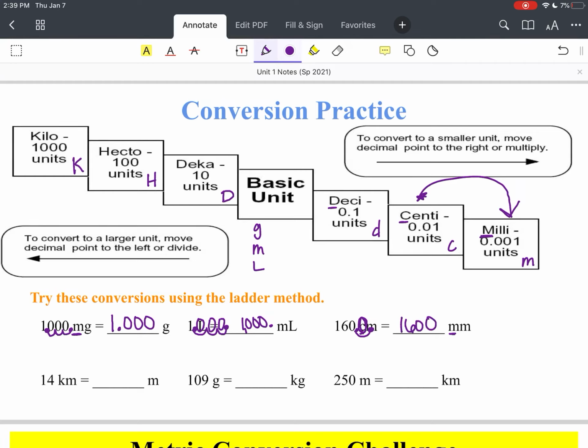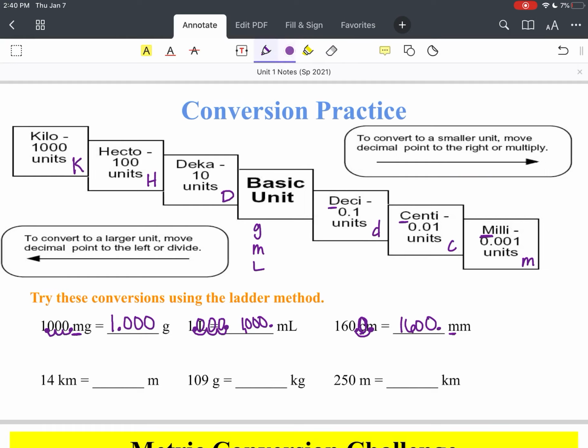Notice this decimal that was right here is no longer there, right? It's gone because it's moved to the end. You don't have to write the decimal at the end because remember, if it's at the end of the number, it can be invisible. It's just up to you. If it helps you to write it because that's how it looks, that's fine.